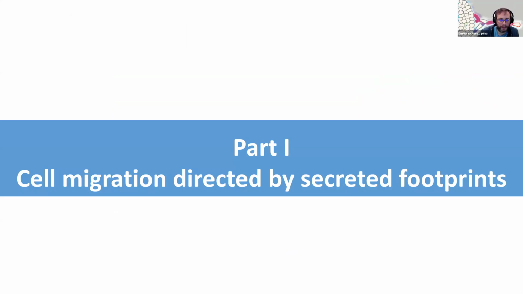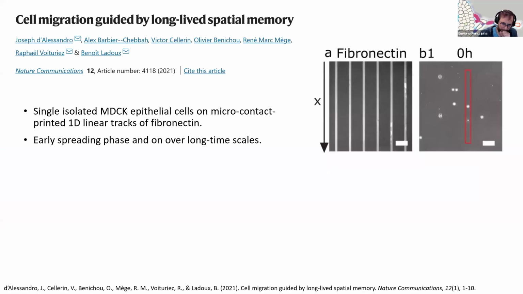And to address this question, I'm going to present this first case that is about how cells secrete footprint and can use these footprints to change their motility behavior. This work has been inspired by this paper from Joseph D'Alessandro and Benoit Ladoux, in which they perform experiments in which they fabricate these linear tracks that were coated with fibronectin. So fibronectin is kind of like a sticky glue, so cells can only stick to the fibronectin, so can only stick to the linear tracks, and they cannot go outside the tracks.